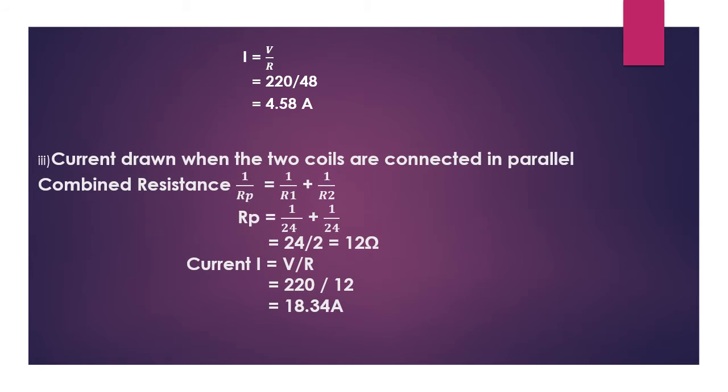So the effective resistance is 48 ohm. Now to calculate current, I is equal to V by R, and when we substitute 220 by 48, we get it as 4.58 ampere.